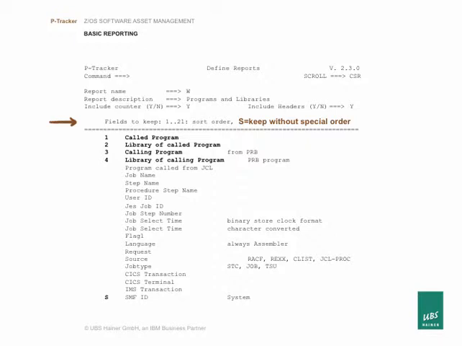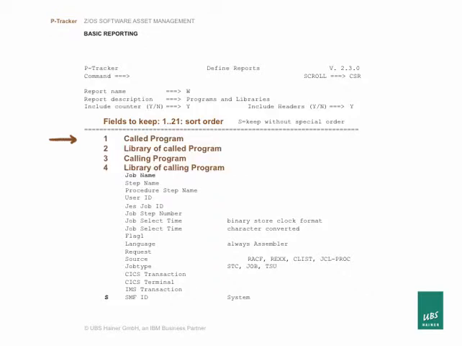Using an S, we select fields to be included in the report. In this case, we select a single column, the SMF ID, which is the LPAR or the system. By numbering, we also select columns to be included and determine additionally the sort order. This way we select here the columns called program, library of called program, calling program, and library of calling program. Hence the report is sorted by these 4 columns.